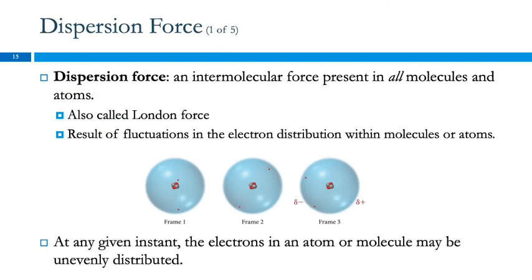So now we're going to talk about the individual types of forces. We'll talk about 4 different forces. The first one is a dispersion force. This also has a lot of other names: Van der Waals forces, London dispersion forces, induced dipole forces, all sorts of different names. I'm going to try to stick to the book's term, which is a dispersion force. The dispersion force is present in all molecules and atoms. Everything has dispersion forces.